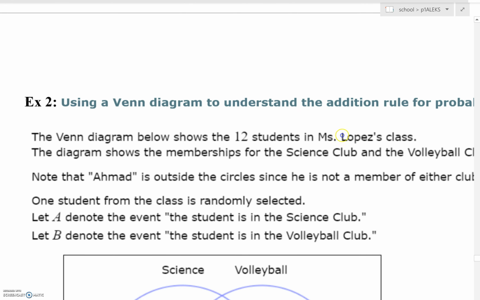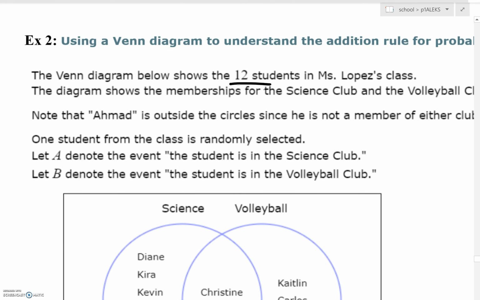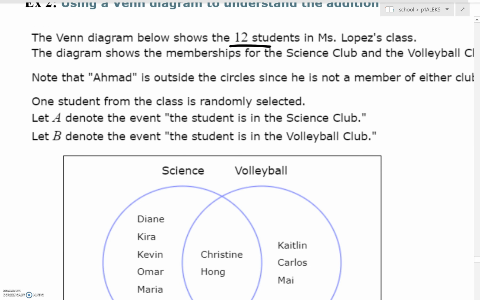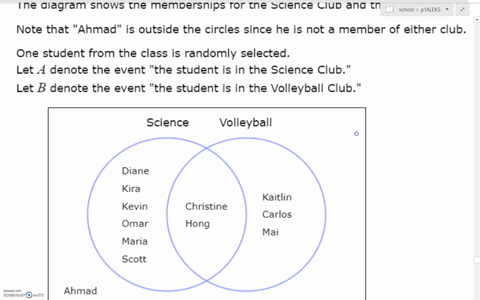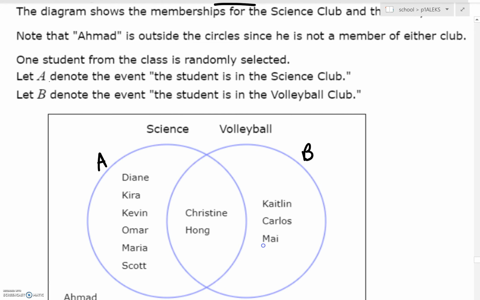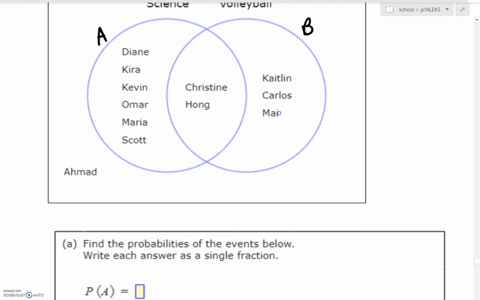Let's keep going. This time we've got 12 students in Miss Lopez's class. We've got a science club and a volleyball club. Ahmad is outside of those circles. He doesn't belong to either club. So circle A would be the event that the student is in the science club. Circle B would be a student is in volleyball. And of course, once again, there is overlap. But remember, we've got 12 students. So I can tell you already, we've got 12 for our denominator for our probability.